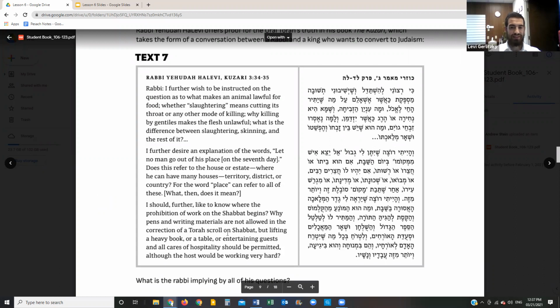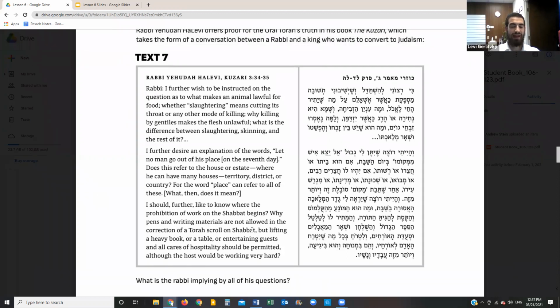Yeah. So what he's saying here, this is from a famous rabbi. He has a book defending Judaism and explaining the basics. He writes it in a way of question and answer between a rabbi and a king. And he says, how do I know that oral tradition is right?